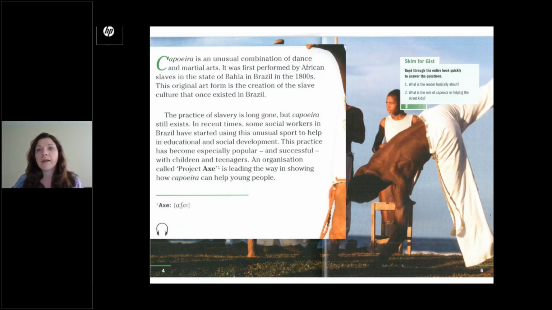You can see here, skim for gist. What is the reader basically about? What is the role of capoeira in helping the street kids? We can make assumption there would be street kids, what the role is.